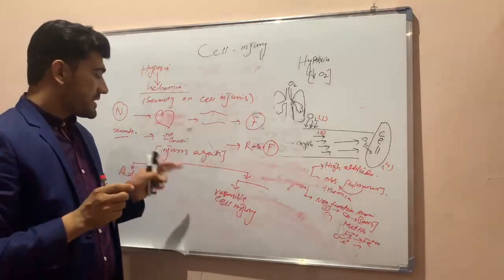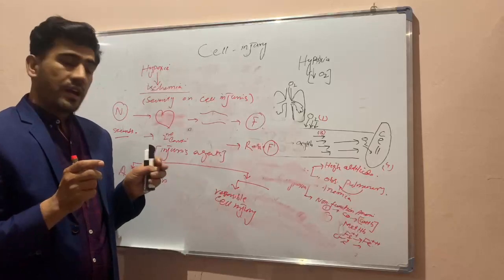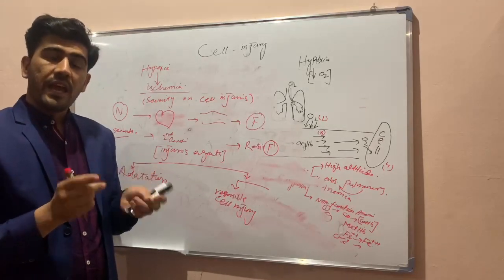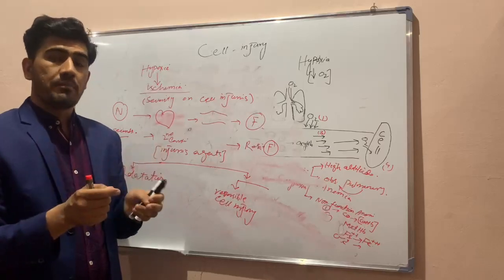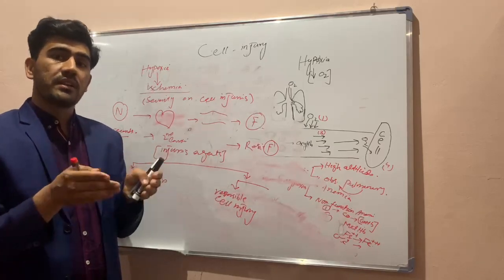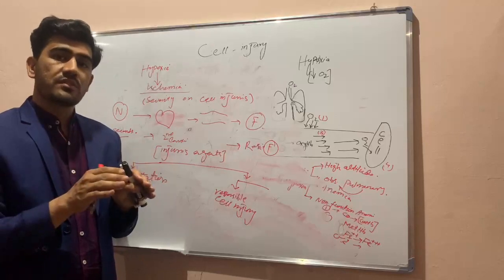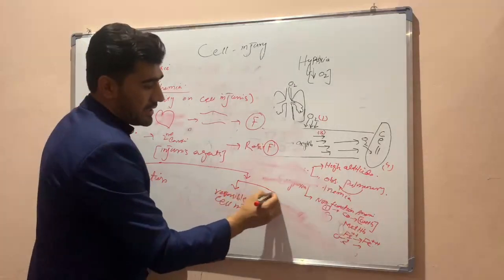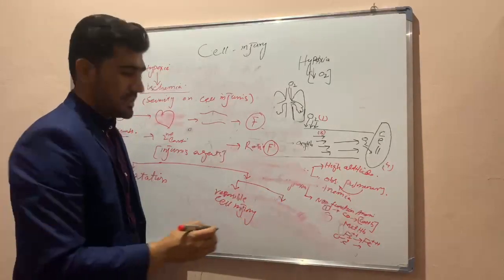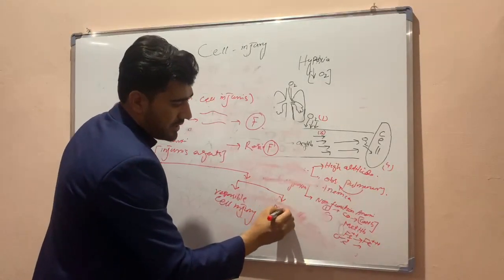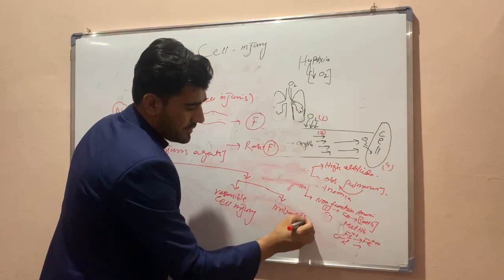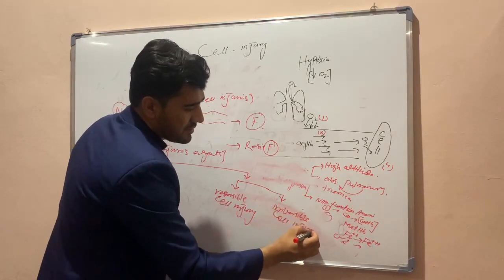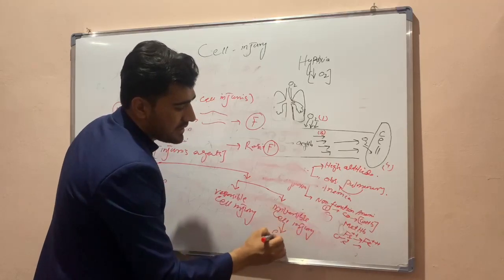Whenever the cell is injured by the injurious agents chronically, and we remove the injurious agents but the cell does not return to its normal function, this is called irreversible cell injury, leading to cell death.